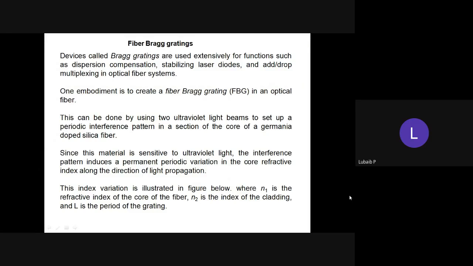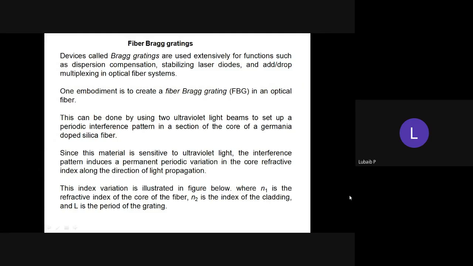These devices are called Bragg gratings. Bragg gratings are used extensively for functions such as dispersion compensation, stabilizing laser diodes, and multiplexing in optical fiber systems. To create a fiber Bragg grating in an optical fiber, this can be done by using two ultraviolet light beams to set up a periodic interference pattern in a section of the core of the germanium-doped silica fiber.